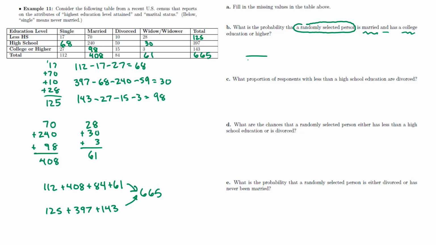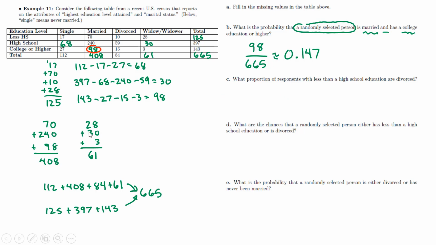So if we're just taking a randomly selected person, then that's a total of 665. So we've got to find, okay, married and has a college education or higher. Here's our married column. Here's our college education or higher. So that would have to be these 98 people that we calculated a little bit ago. So that's my top number here. And I punch that in a calculator, and that rounds to 0.147.